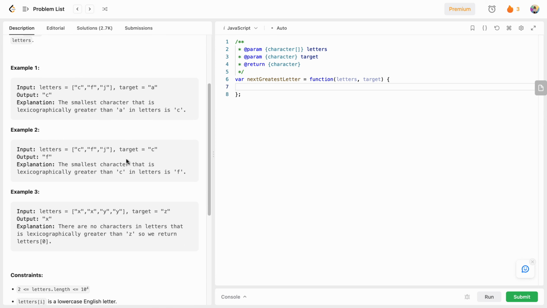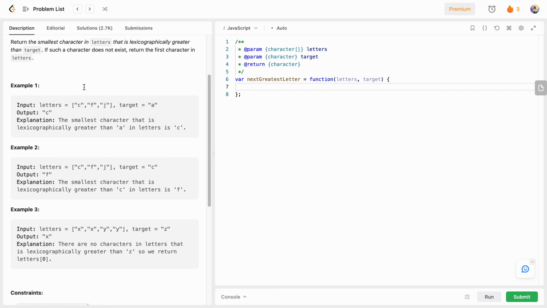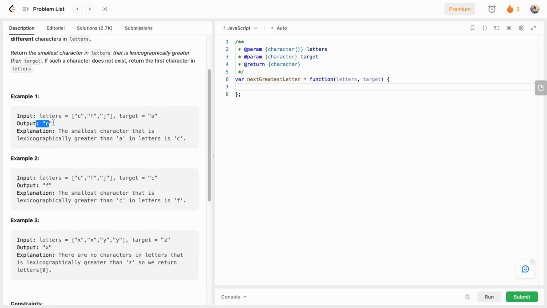Now let's look at this example. We have this array and we are given the target a. So what are the values greater than a? Since this is in lexicographical order, if we use brute force search, then we would start from the first, right? Because the first one will be the smallest one. So we check, is C greater than A? Yes, C is greater than A, and that is the first character which is greater than A. So we found the smallest character which is greater than A, and we return that.